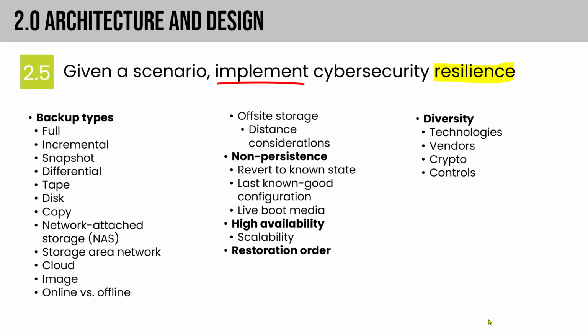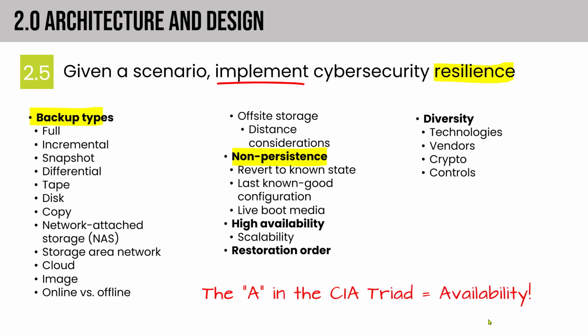So moving on in section 2.5, just continuing here, given a scenario, implement cyber resilience. Let's talk about backup types, non-persistence. The A in the CIA triad is availability, by the way.